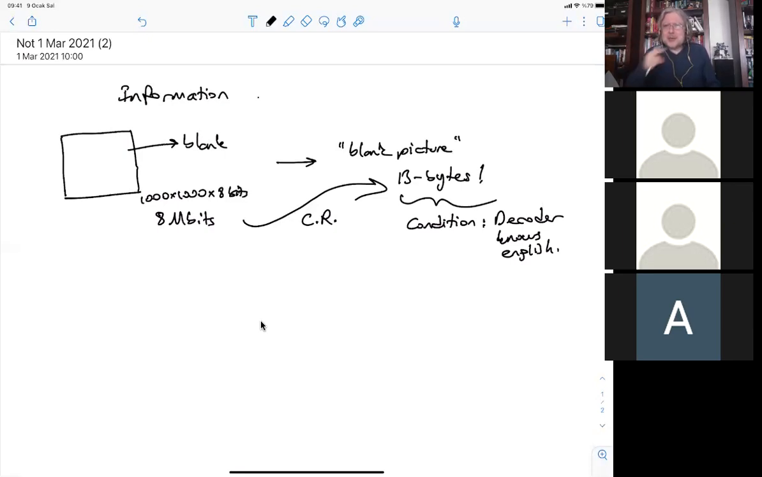What does a blank picture look like? It looks like this, okay? So that's how it decodes. This is too much, but it also shows an extreme case of information. So we are trying to reduce the size of the information.